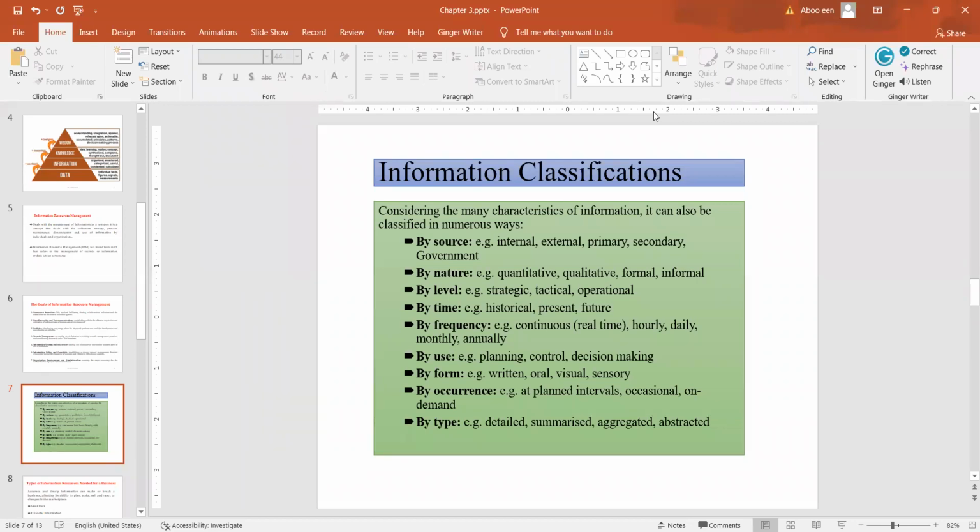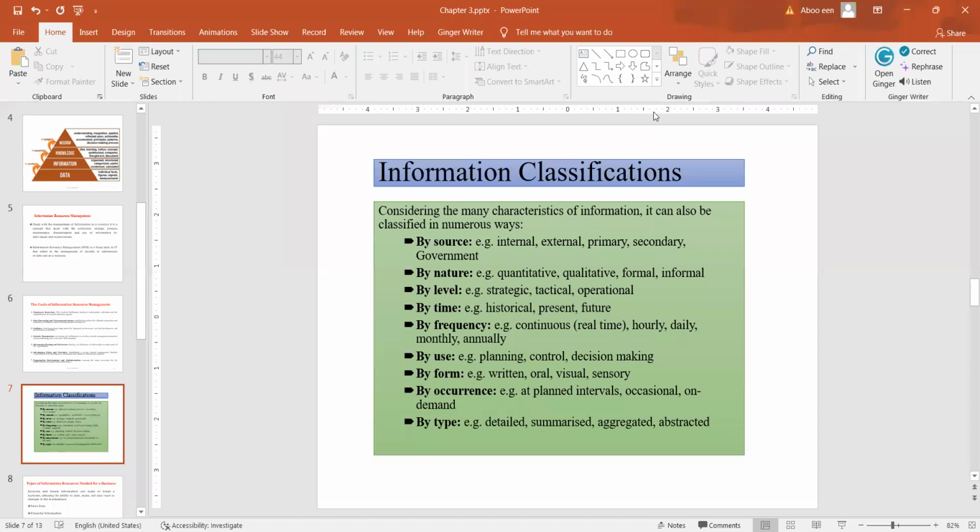How about the frequency? The information, how long we are getting it. In a sense, how quickly, or at what time interval, we are collecting or gathering the information, like real-time information, hourly information, daily information, monthly information, annual information. So based on frequency, we may classify information into various categories like real-time, hourly, daily, monthly, or annually.